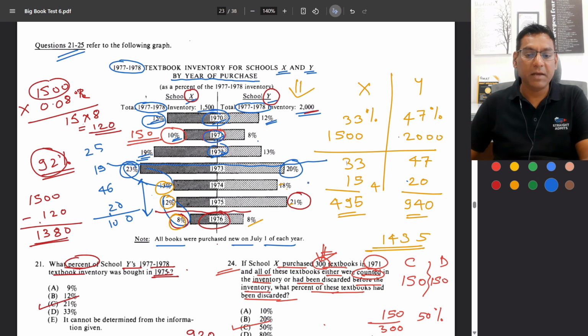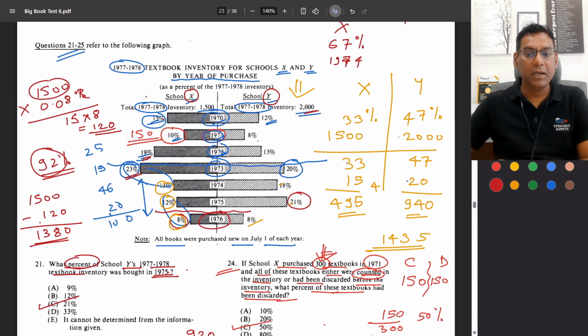How do I know that? I can just calculate the percentage till 1973. For X, what is that percent? 15 plus 10, that is 25, plus 19, so that's 44. 44 plus 23, so that is 67. 67% is before 1974.